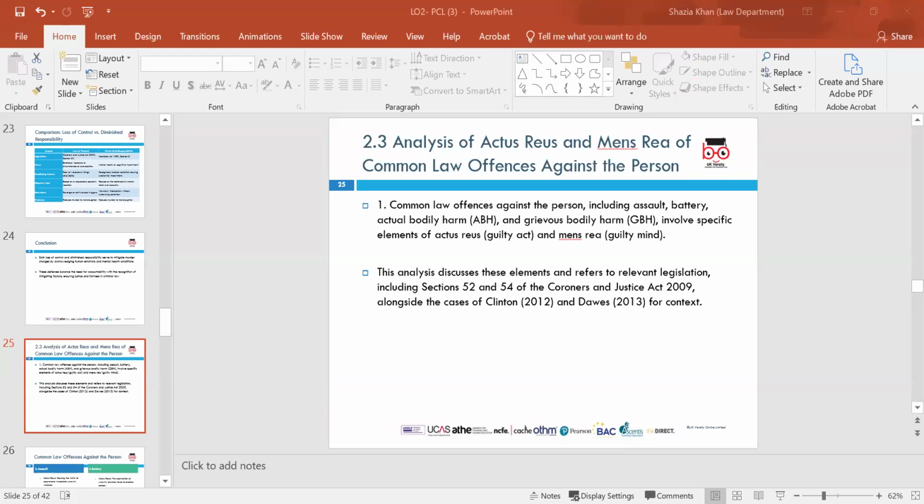So when we looked at actus reus and mens rea, they're the building blocks of criminal liability. Both must be proven to the criminal standard for the defendant to be criminally liable. Offences can be committed by failure to act, but only where they're capable of being committed by omission and the defendant is under a duty to act.